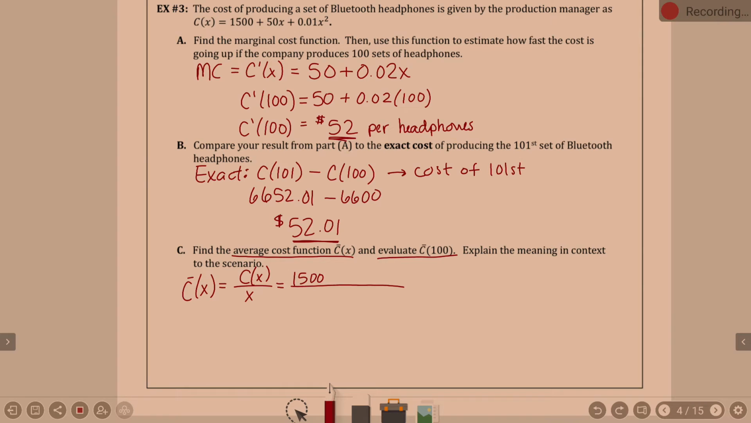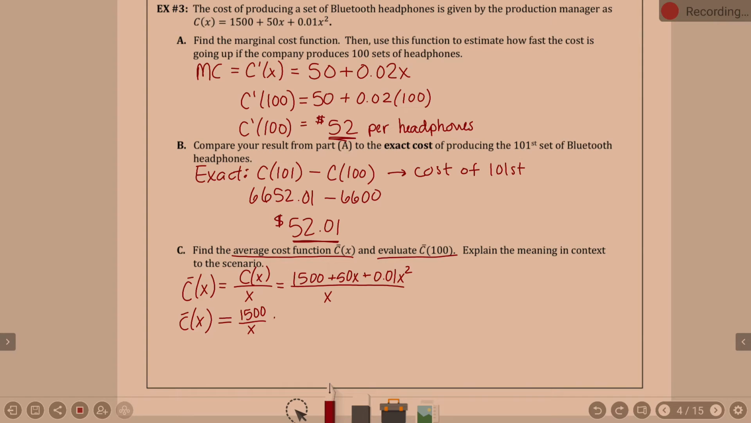So this is going to be the 1500 plus 50x plus 100th x squared. That's C of x, right? Divided by x. Can that be cleaned up a little bit? If it's divided by x, just a single term, each of those three terms on top can be divided by x. There's only one that doesn't clean up nicely. 1500 divided by x is going to be 1500 over x, or 1500 x to negative 1 if you want.